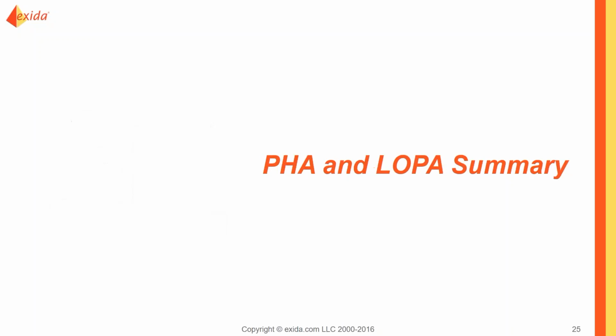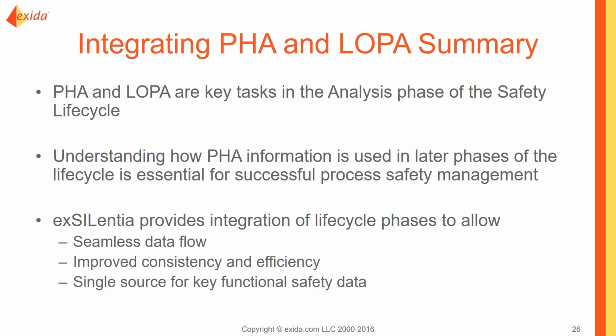To summarize all of this, let's review what we've learned about these methods of analysis. The PHA and the LOPA are key tasks in the safety life cycle. Information gathered in this stage is used throughout the life cycle to define your safety instrumented system. exSILentia simplifies this analysis and allows for easy flow of data from one step to the next.